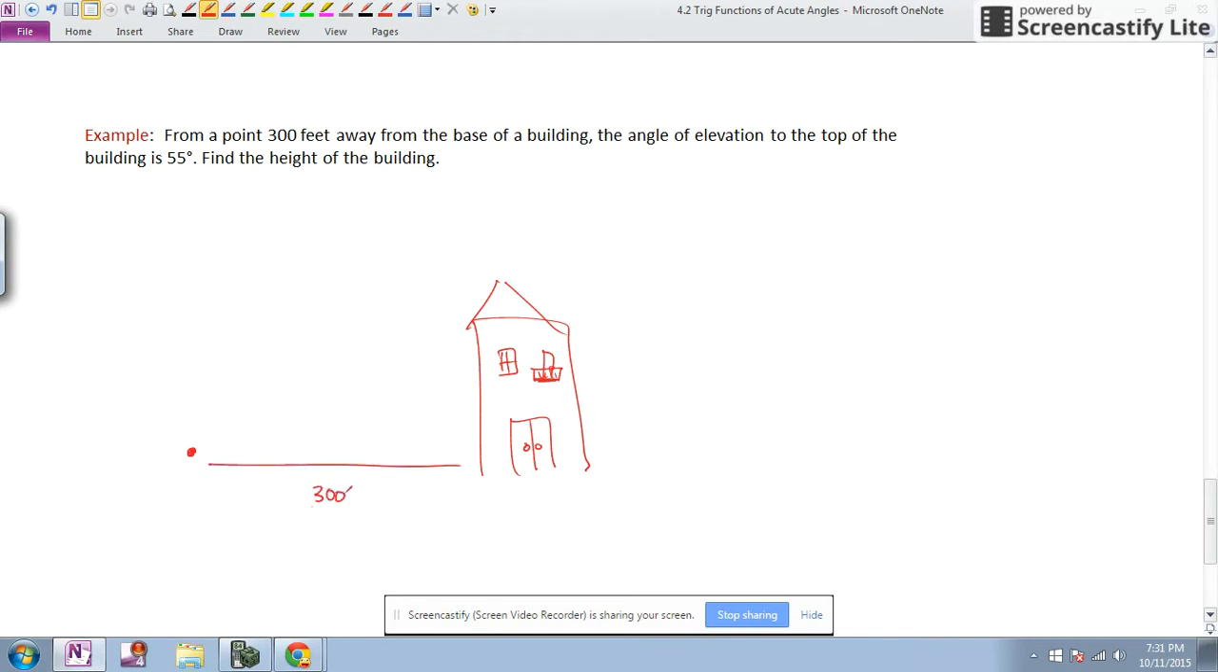300 feet away from the base of the building. Sweet. Angle of elevation to the top of the building. So let's say to the top of the roof. Boom, is 55 degrees. Can we then tell people how high this building is? Well, yes, sirree, we can, right?